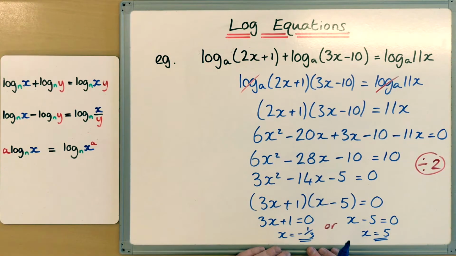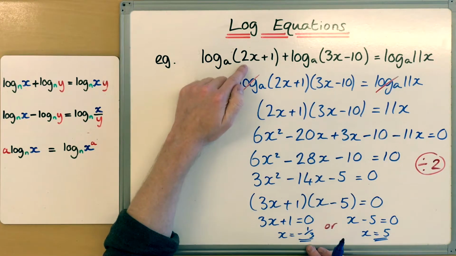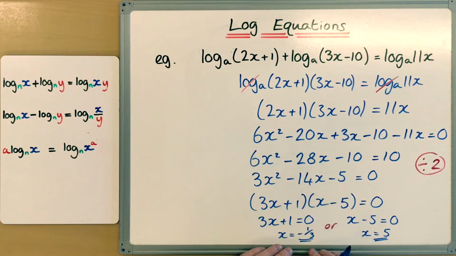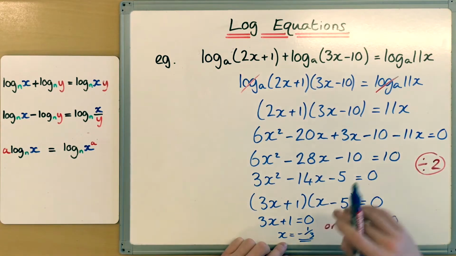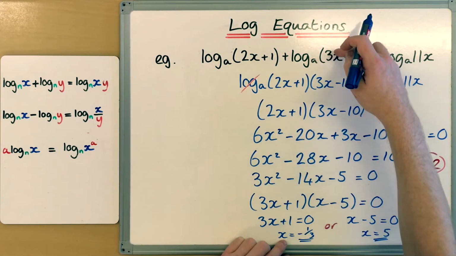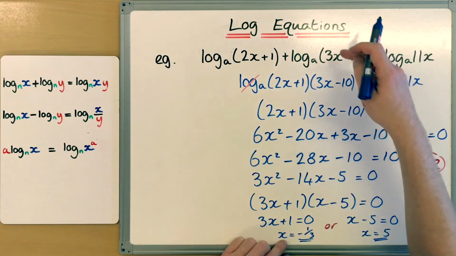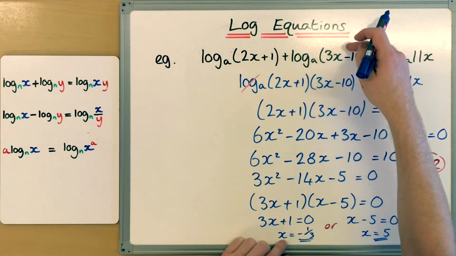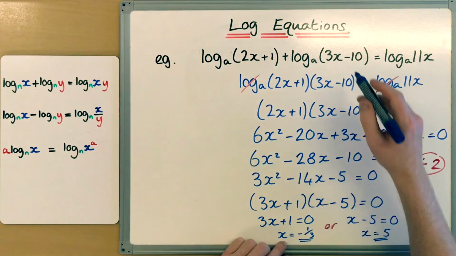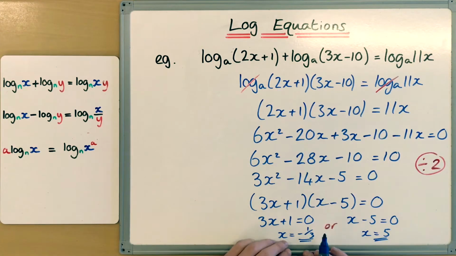However, minus a third, well, have a look here. 2 lots of minus a third is minus 2 thirds. Minus 2 thirds plus 1 is a third. Log of a third is actually fine, so there's no issue with the x being negative in this one. However, when we take the x and look in here, we find that 3 lots of negative a third is minus 1. Take away 10 is minus 11. We can't have log of a negative 11. So therefore, this solution is actually inconsistent.